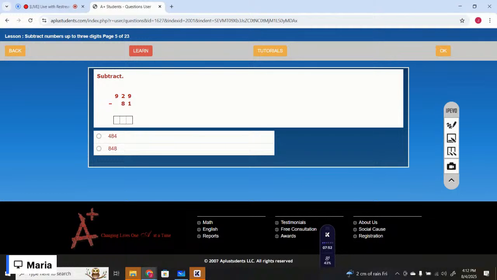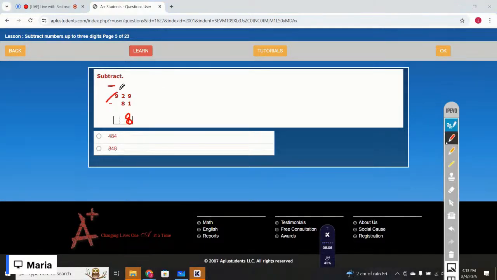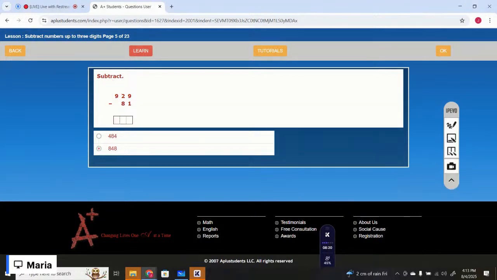929 minus 81. So start subtracting from the ones digit. So let's just subtract. 9 take away 1 is 8. Here we have 8 and 12 take away 8 is 4, so 848. Option number 2 is the correct option. That is 848. Okay, you can complete the lesson by yourself today. Let me do the next lesson.